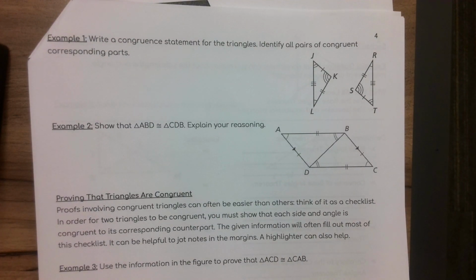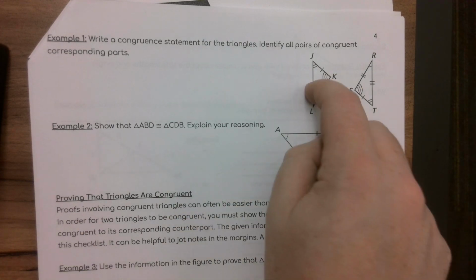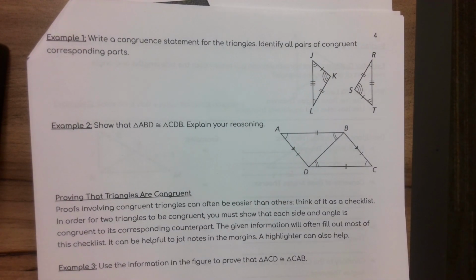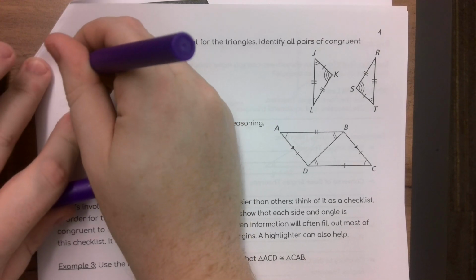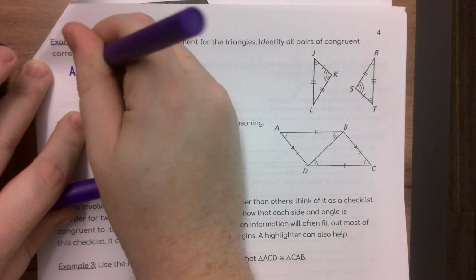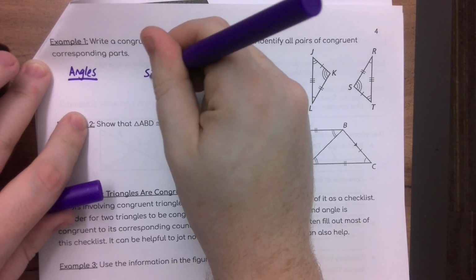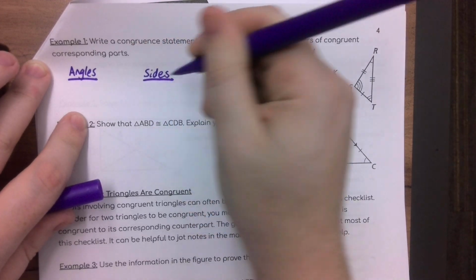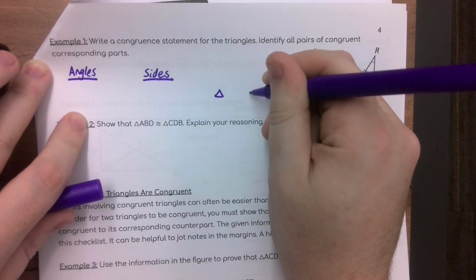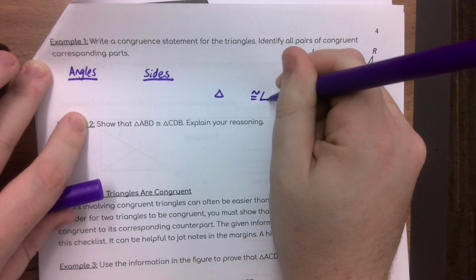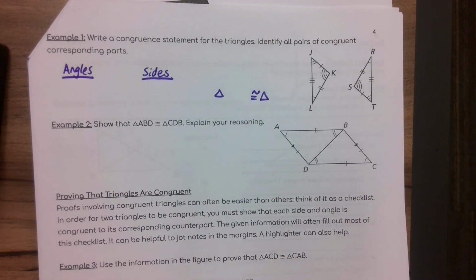So I want you to pause the video here and see if you can write congruent statements for these two triangles. In order to do this, you'll need to do just what we did in the other example. Find all the pairs of congruent angles. Use that to help you make a list of congruent sides. Then make your final congruent statement. Pause the video and try it out.